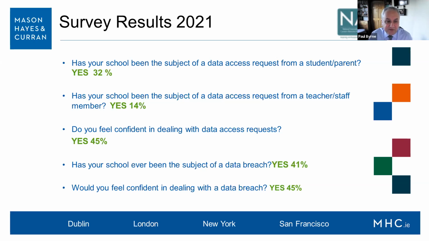We also asked if those that were dealing with the data requests felt confident, and 45% of them said that they were confident in dealing with the data requests. But then you have to look at the nature of the data requests too. You may be confident in dealing with some data requests, and others you may not be. And then the other question was, how many schools have been subject to a data breach? Now, within the cohort who were surveyed, 41% of those schools had been subject to a data breach.